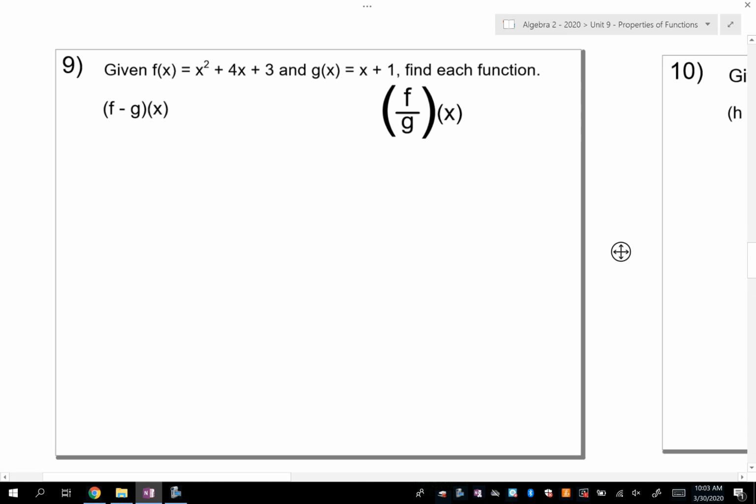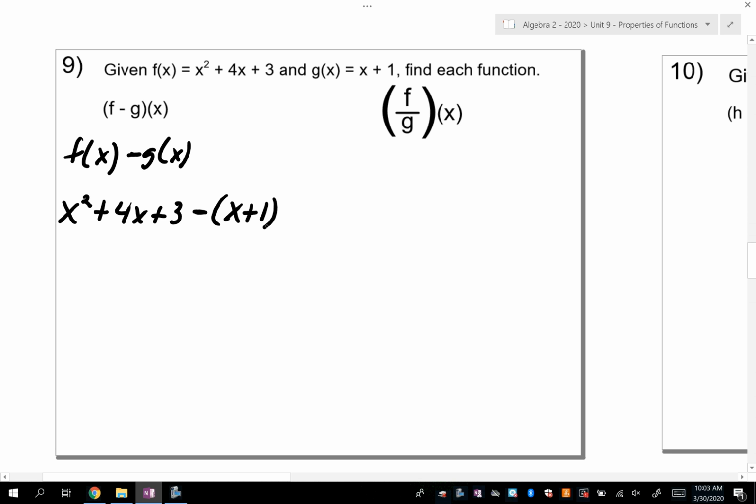So for number 9, we have f of x minus g of x. So that's going to be x squared plus 4x plus 3 minus, and then put the g of x in parentheses, x plus 1. All right, so if I subtract the like terms, I get 4x minus x, which is 3x, and 3 minus 1, which is 2. So this is f minus g of x. Let's do the next one.